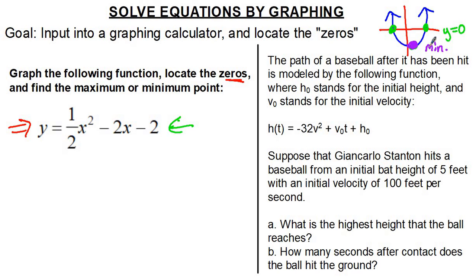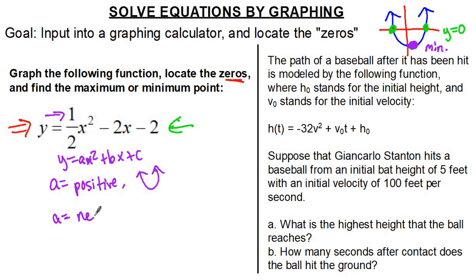How can you tell even before graphing if it has a max or a min? And the answer is based on that number a, and by a I mean when you write a quadratic in standard form, it looks like this: a number a times x squared plus a number b times x plus a number c. If a is positive, then the parabola is going to open up like that. And if a is equal to a negative number, the parabola will be pointing down like that. And I'll show you an example of each.